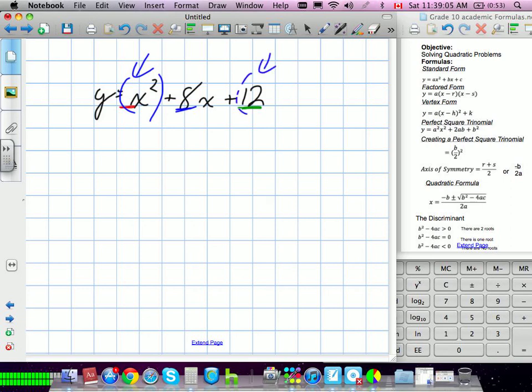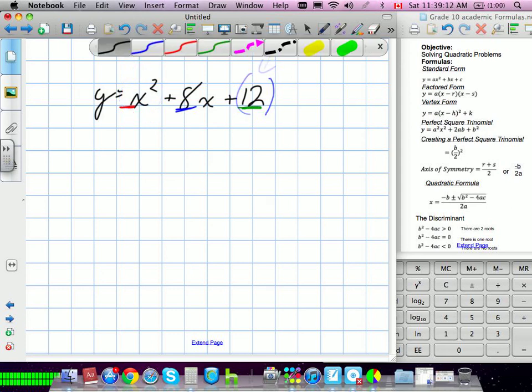So this is technically 1x squared. Well, there's only two numbers that multiply to 1. That's 1 and 1. And to get to x squared, it's 1x and 1x. Those are the only options. Okay, those are the only options I have.